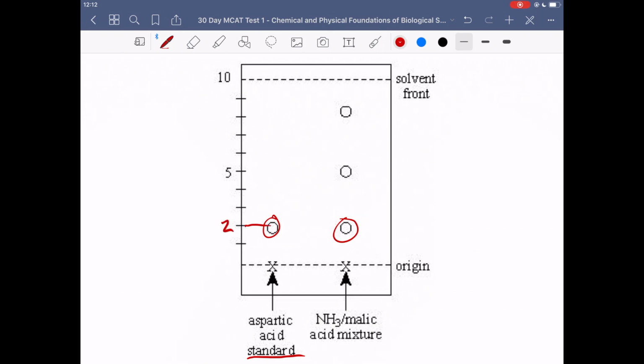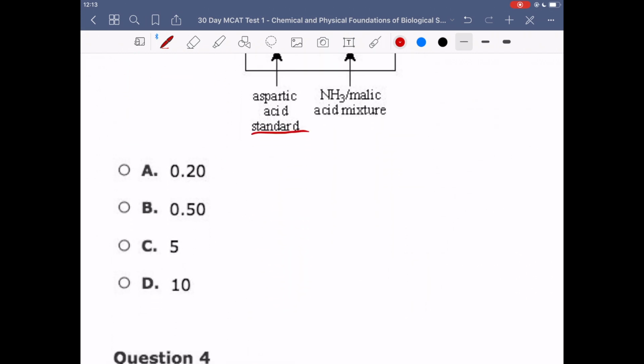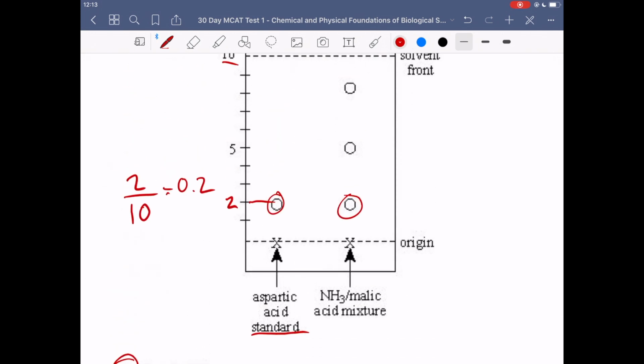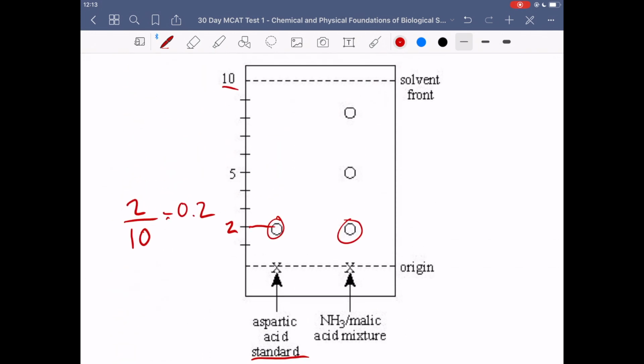So approximately around 2. And then the solvent front moved up to 10. So that simply means 2 divided by 10, or 0.2. That is approximately how far aspartic acid goes. That's the RF of aspartic acid. So A is correct for question 3. It's simply knowing how to find the RF of a spot.